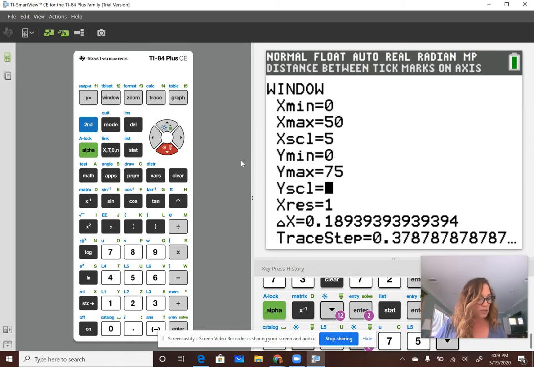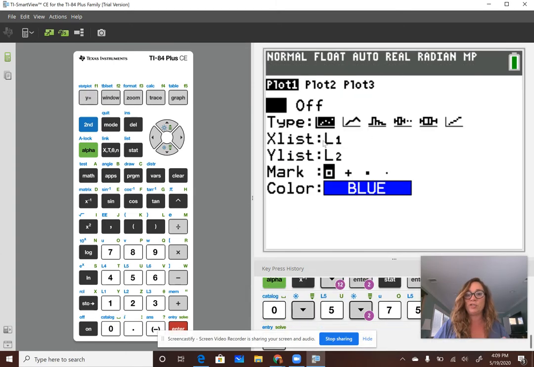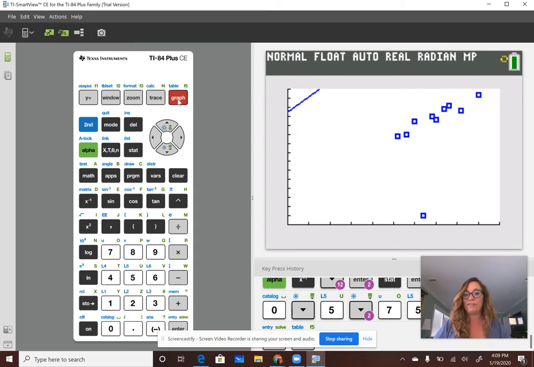Okay. So I'm going to click on my scatter plot. To do that, you hit second, y equals, which is stat plot. You want to turn it on, and you want to make sure that the lists that are written are the lists that your data is in, and then just hit the word graph. So you see how it's up there.